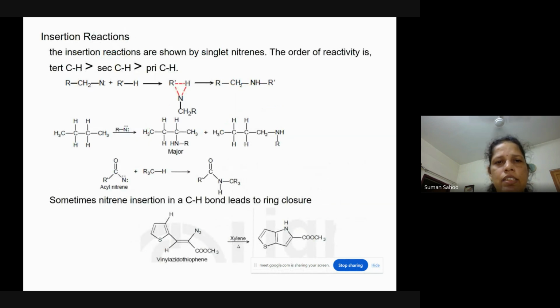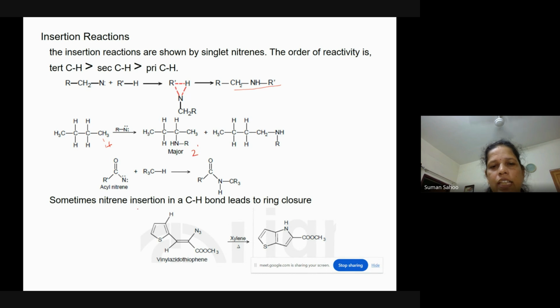Next is your insertion reaction, like a nitrene will be inserted in between two bonds to give you one secondary amine. So that is your insertion reaction. Like here, in between this carbon-hydrogen bond, this nitrogen is inserted to give you one secondary amine. It can be inserted either on this carbon-hydrogen bond or on this one, but it is seen that this one is giving your major product.